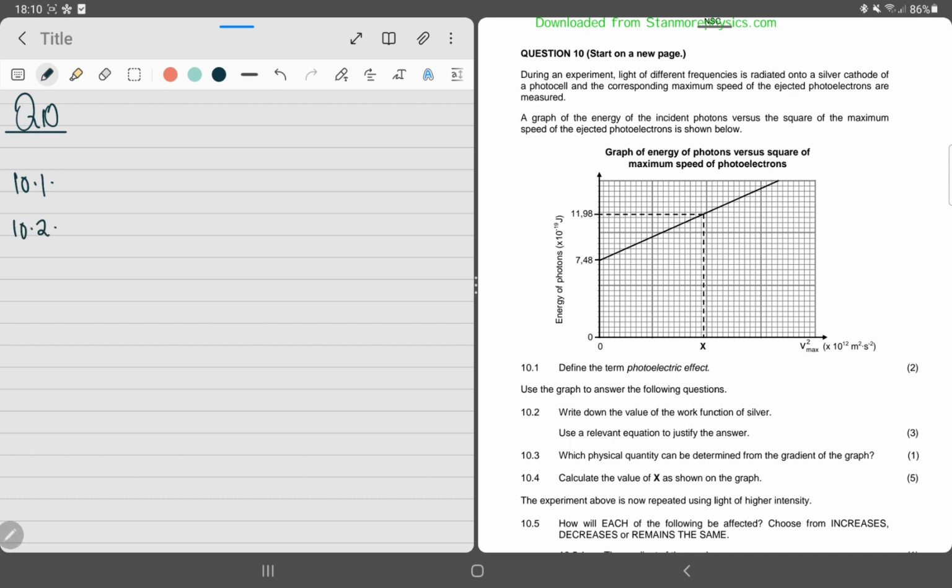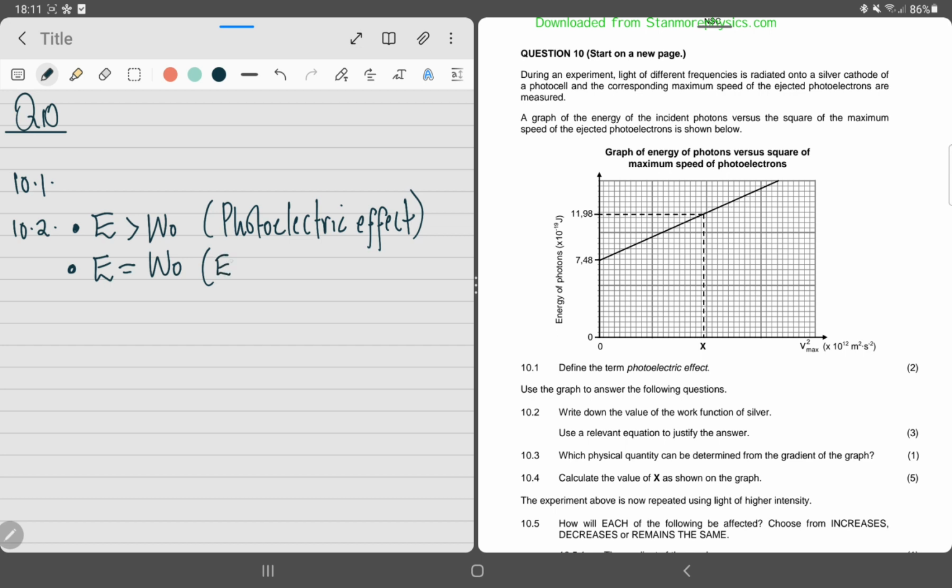10.2. Write down the value of the work function of silver. Use a relevant equation to justify the answer. So we have three scenarios for the photoelectric effect. The first one, when the energy of the photons is greater than the work function. Here, the photoelectric effect will happen. The second one, when the energy of the photon is equal to the work function.